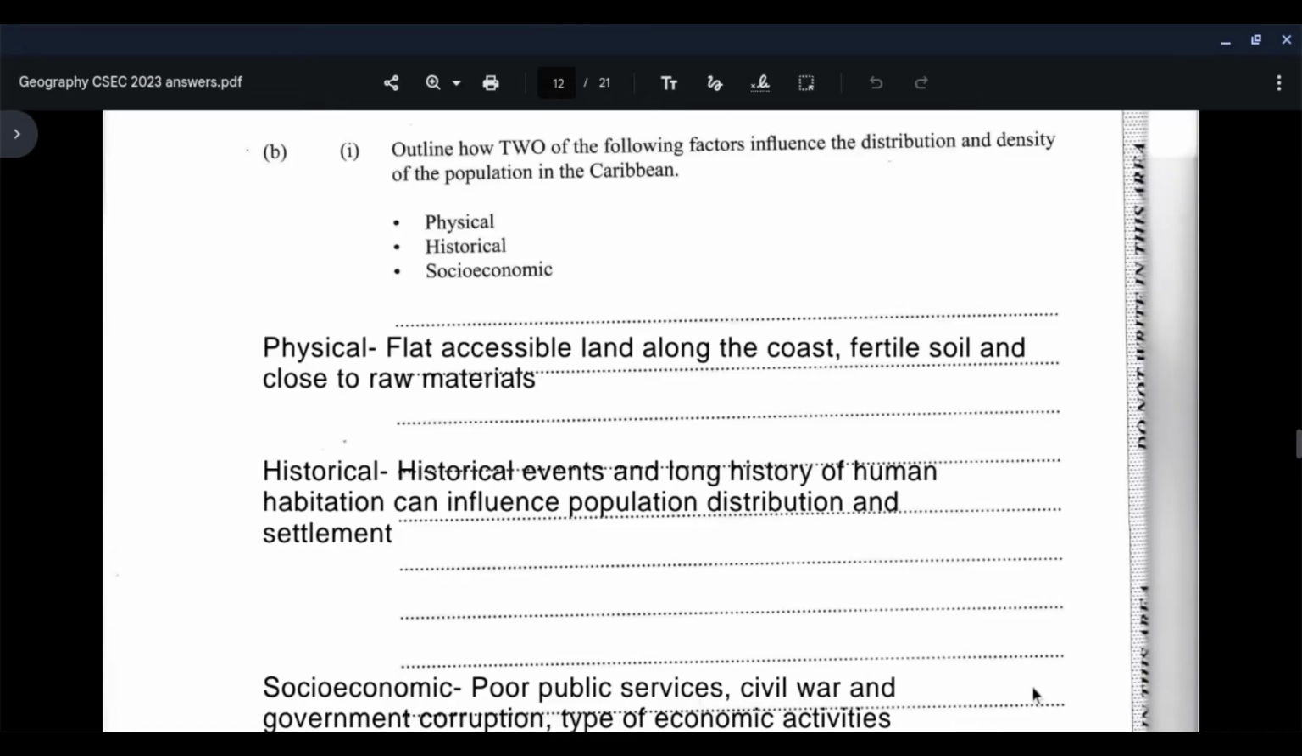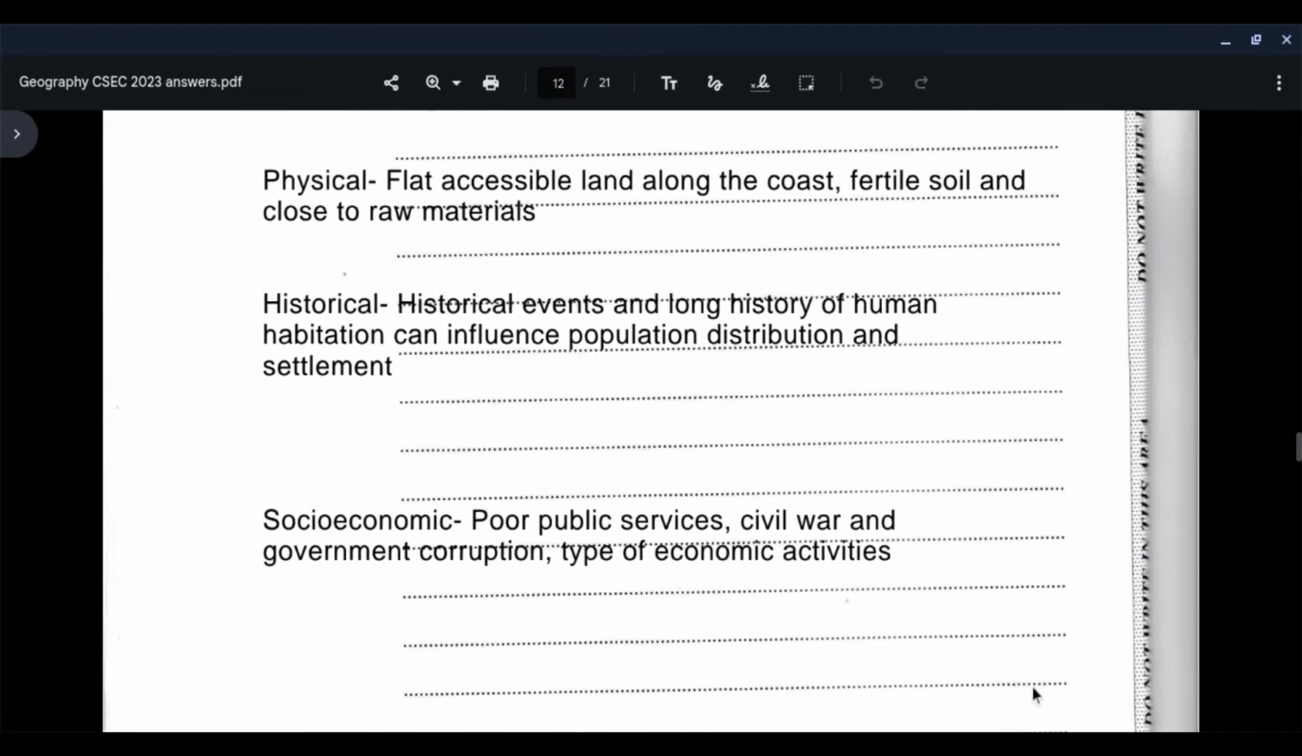Areas that usually have a very high social issue tend to have a lower population as opposed to areas where social issues are very low. They tend to have a higher population distribution and density. You are only to focus on any 2, and 4 marks should be yours.